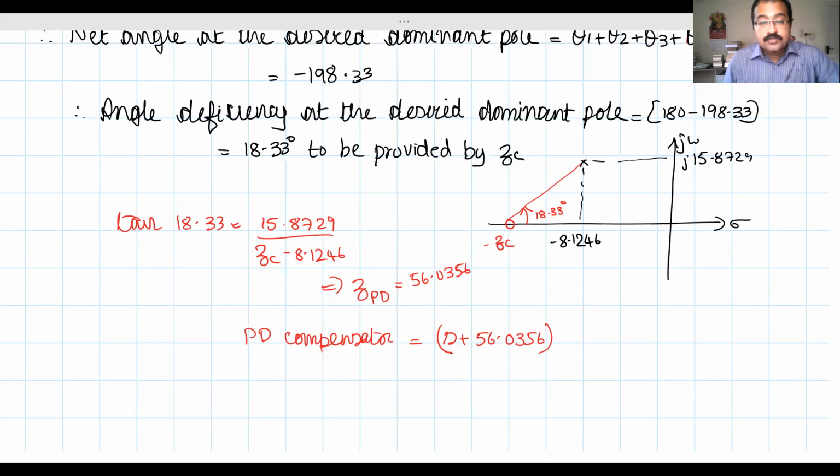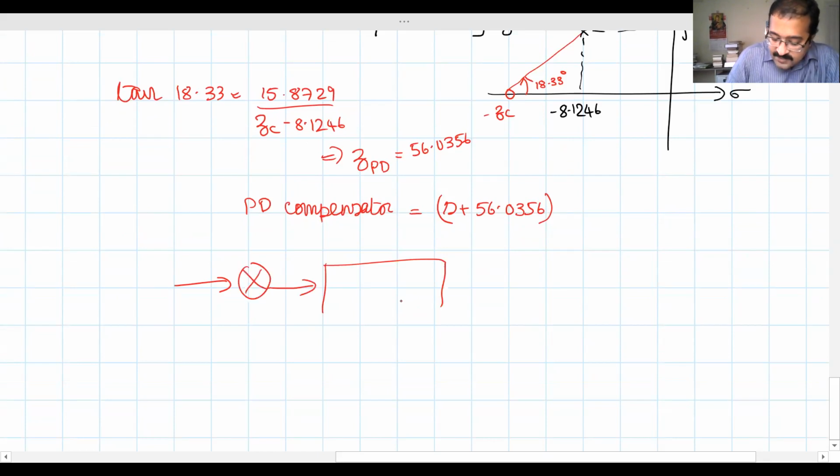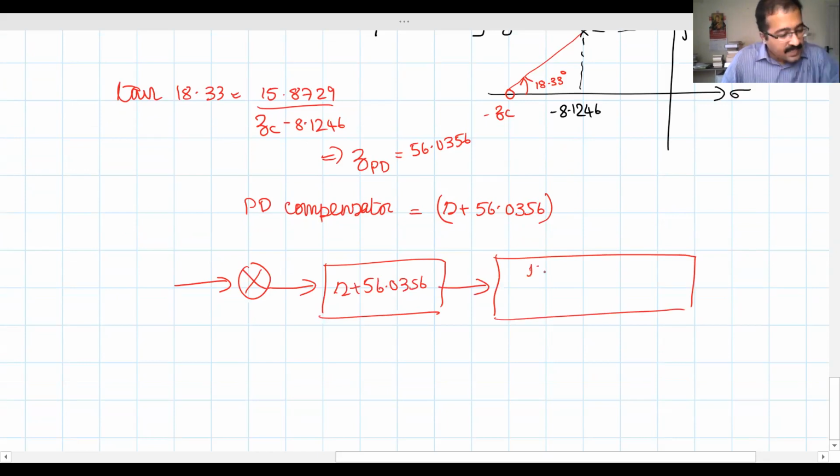Now, when you put the PD compensator, what will be the transfer function of the system? It will be something like this: K into s plus 56.0356, and here we have our plant, s plus 8 divided by s plus 3 into s plus 6 into s plus 10.